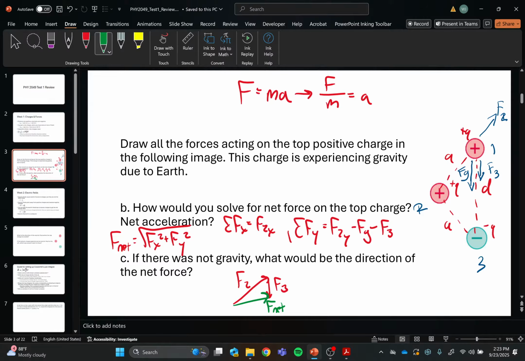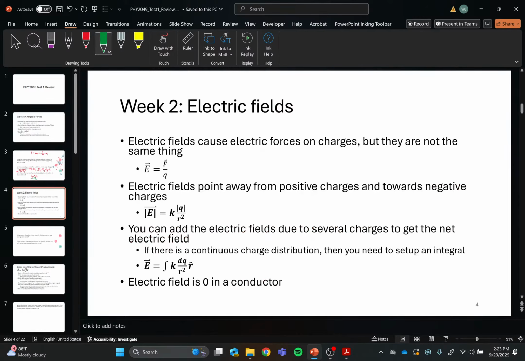Cool. There you go. Do you know these things? That's the whole point of this. Fundamentals for charge forces. Yay. Cool. On to fields. What causes these forces?